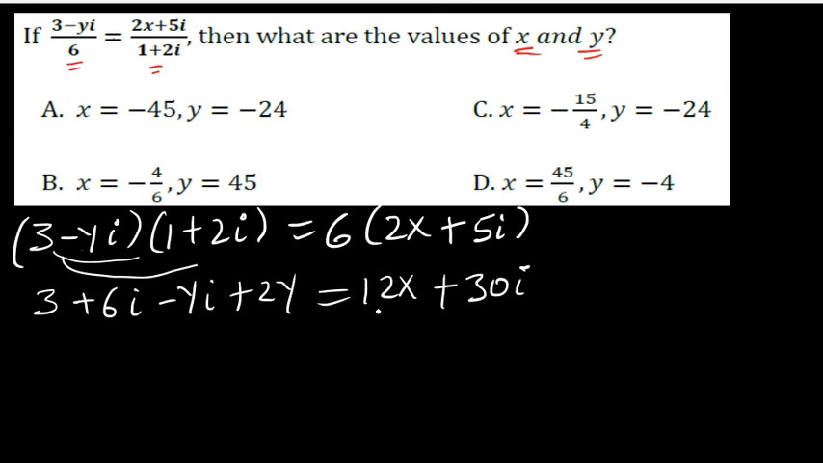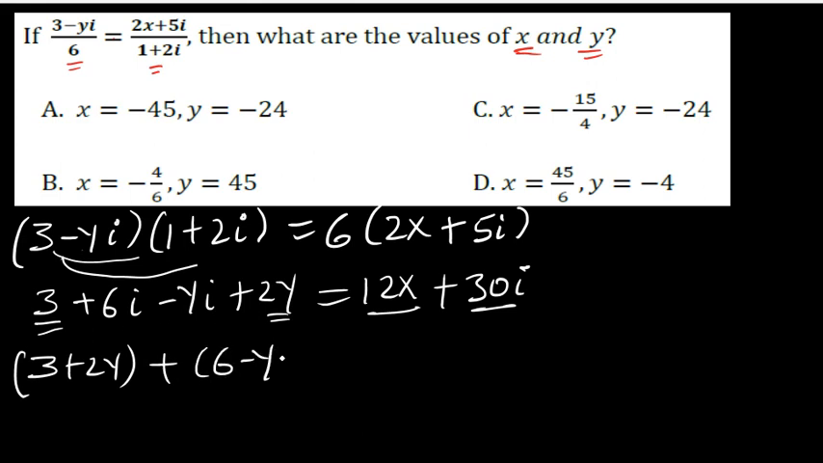Here clearly the real part is on one side and the imaginary part on the other, but here it's mixed, so we need to make it clear. The real part is 3 and 2y, so 3 plus 2y together is the real part, plus the imaginary part 6i minus yi, so we can write it as 6 minus y, keeping the i outside. Now this is the real part, this is the imaginary part, equal to 12x plus 30i. In the case of complex numbers, if they are equal, the real part must be equal with the real and the imaginary with the imaginary.